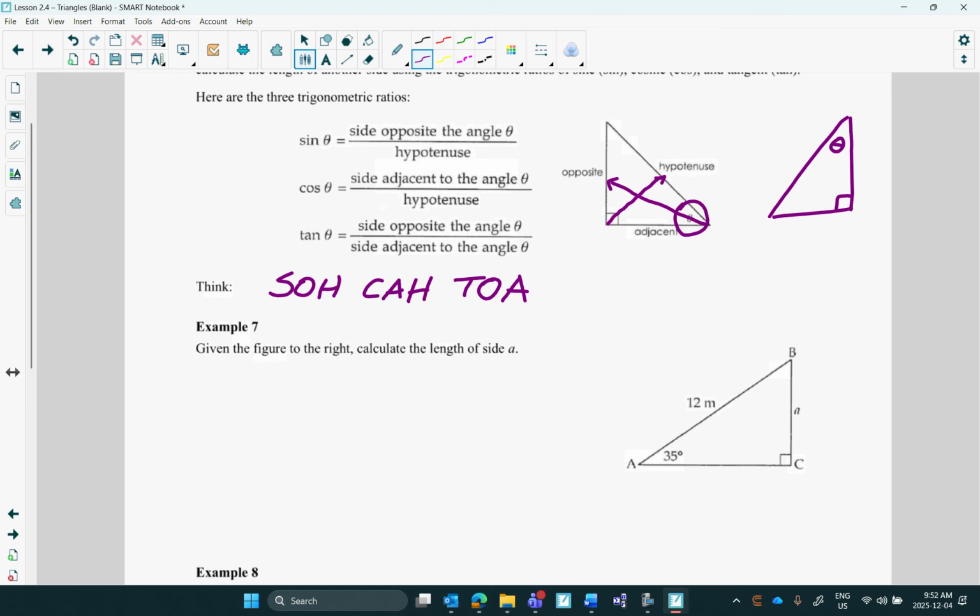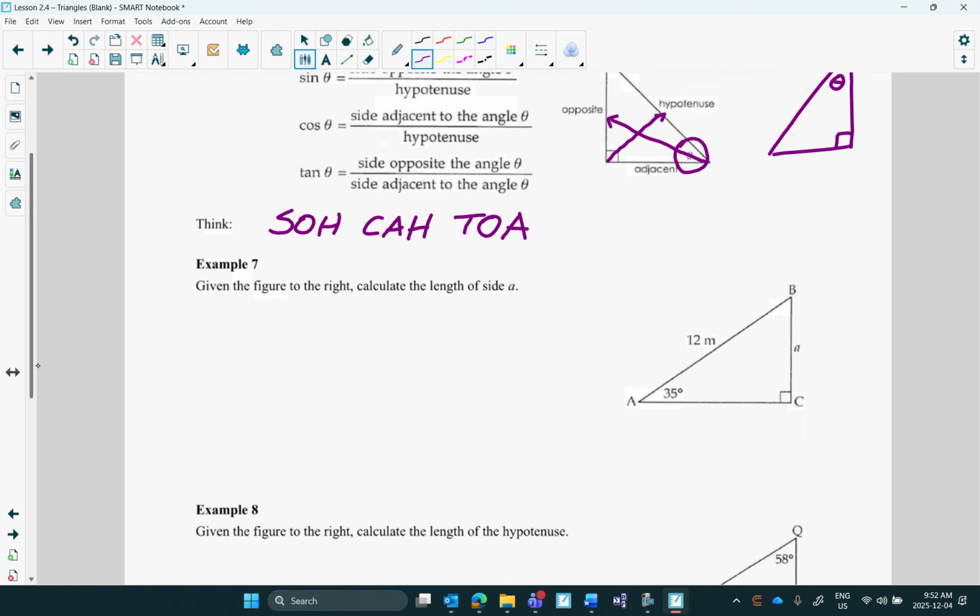Okay, so how do we do these questions? We set up a trig equation and we use algebra to solve. So in this question, I'm given this angle and this side. And I'm asked to find this vertical side line. In relation to the 35-degree angle, what's the name of this side? Opposite, adjacent, or hypotenuse?